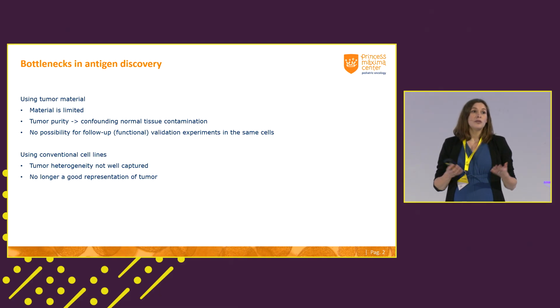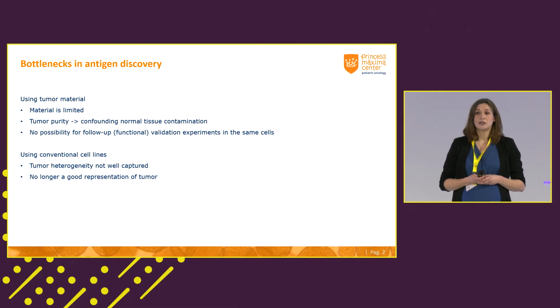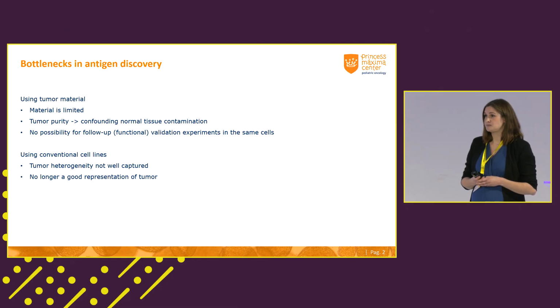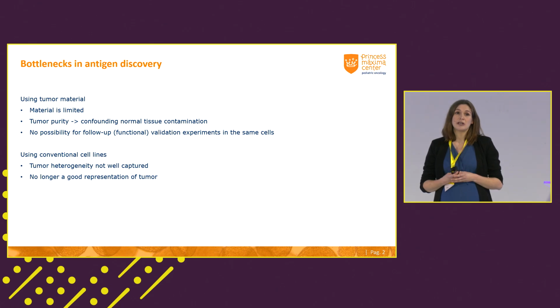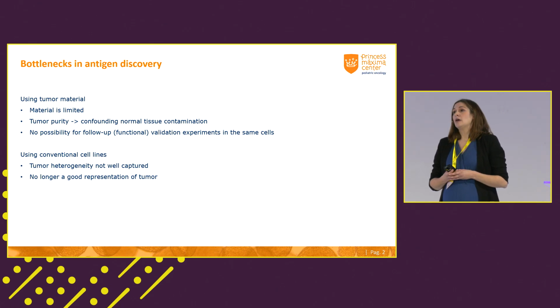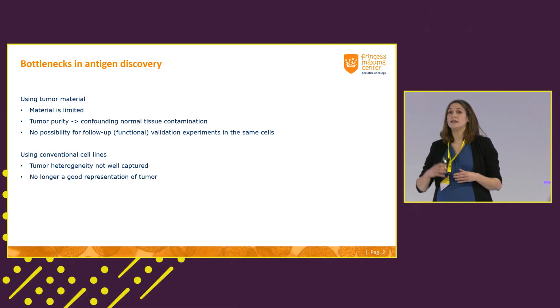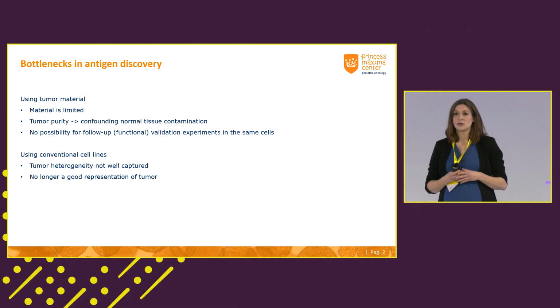So one thing you could do is use tumor material to try to find these targets. But this can be difficult because we usually have really limited material, especially if you have a biopsy sample, then there's really not enough tissue to do a lot of experiments with them. And if you're looking at experiments like immunopeptidomics, for example, you really need millions and millions of cells. So that's quite difficult with tumor material.